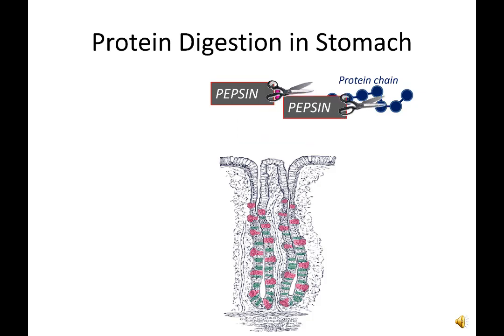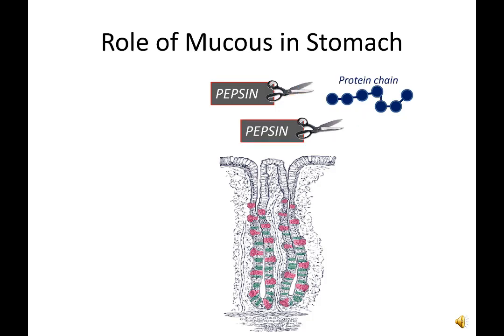It's now activated and it can cleave these amino acid polypeptide chains and separate them into smaller chains. And it can do that over and over again. That's the chemical digestion process. So you might get a 3 or 4 link chain by the time it gets into the duodenum, and then trypsin can finish it off.